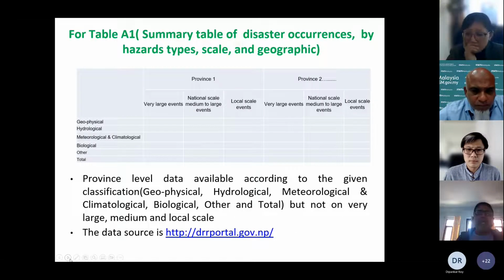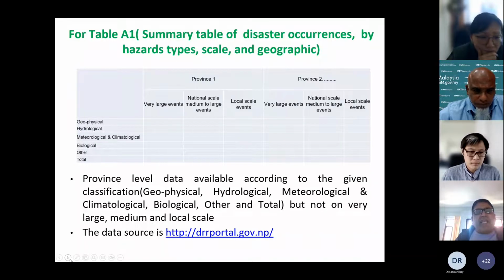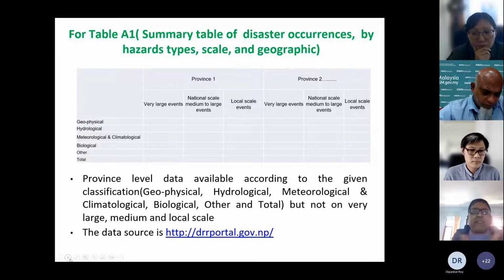Yes, Terapong shared with us Table A1, which is the summary table for disaster occurrence by hazard types, scales, and geography. According to the UNDRR classification, we have the data: geophysical, hydrological, meteorological, climatological, biological, and other. We have this data province wise. We have 7 provinces, province 1, province 2, and so on.